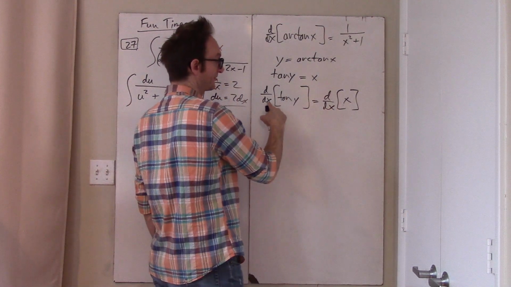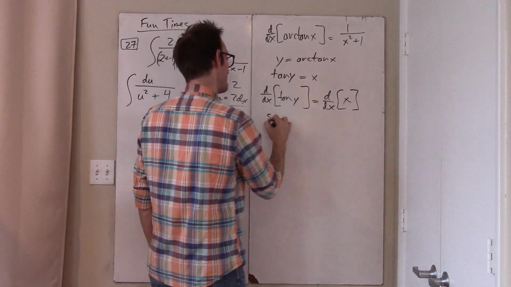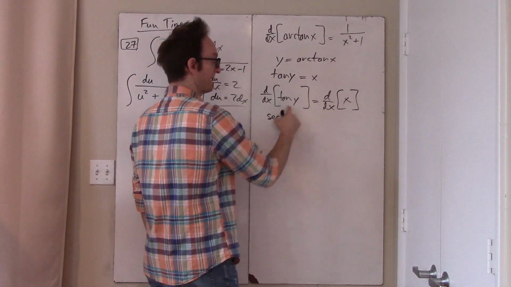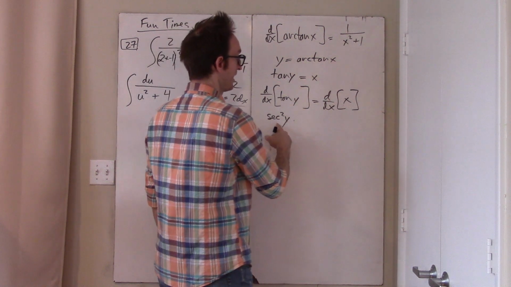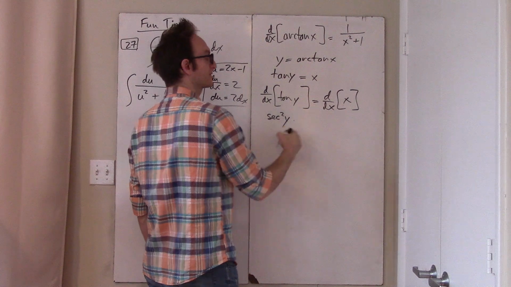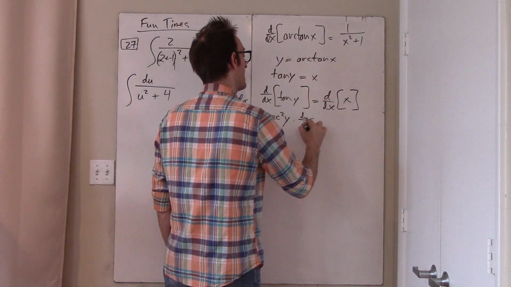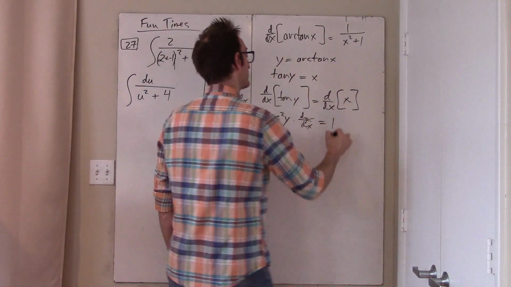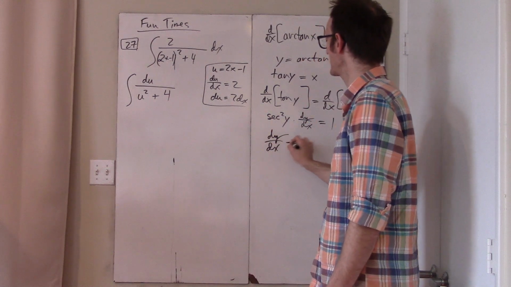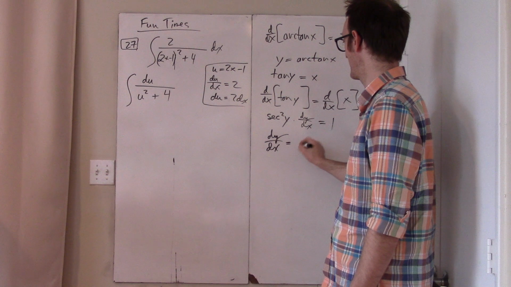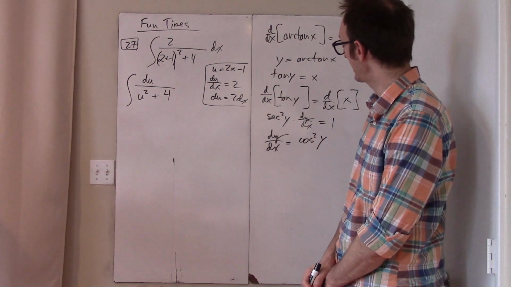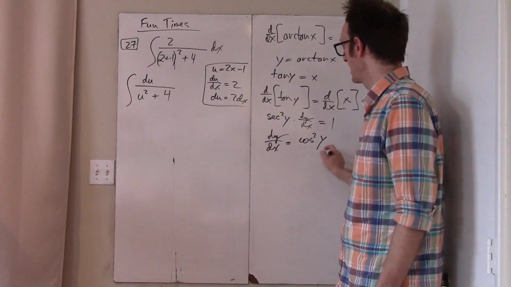And what is the derivative with respect to x of tan y? It's secant squared y times the derivative of y, because the derivative of tan of something is secant squared of something, times the derivative of that something. Here we get 1. And thus I learn that dy dx is just cosine squared y. But what is cosine squared y?